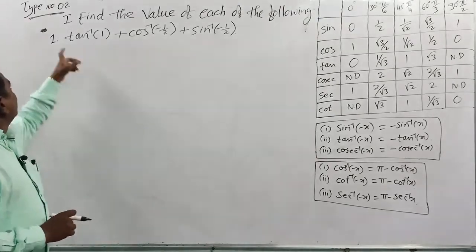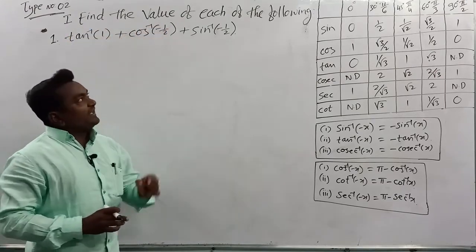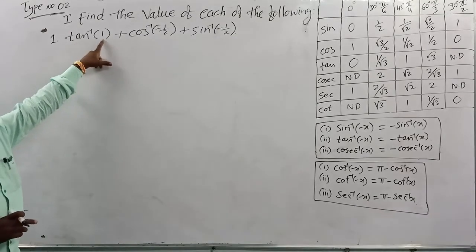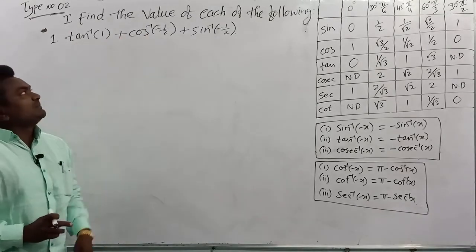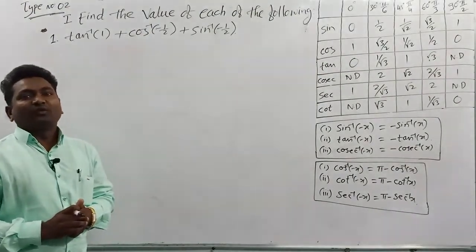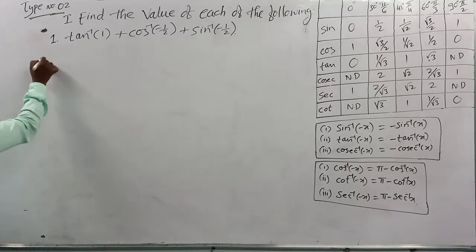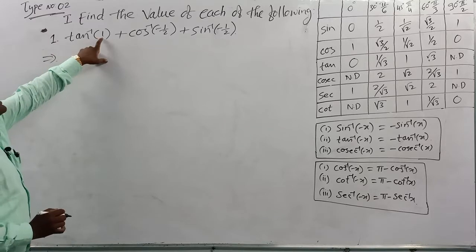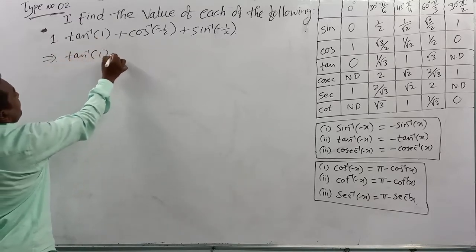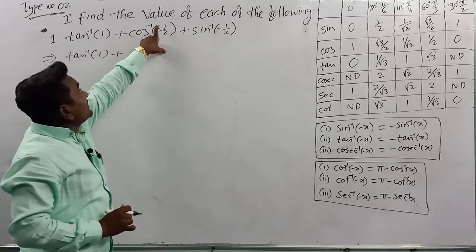Next, type number 2 problems. Find the value of each of the following. The first one is tan inverse 1 plus cos inverse minus 1 by 2 plus sin inverse minus 1 by 2. Now to find its value, it is very easy. So tan inverse 1 we keep as it is. Then we replace the value for cos inverse minus 1 by 2.